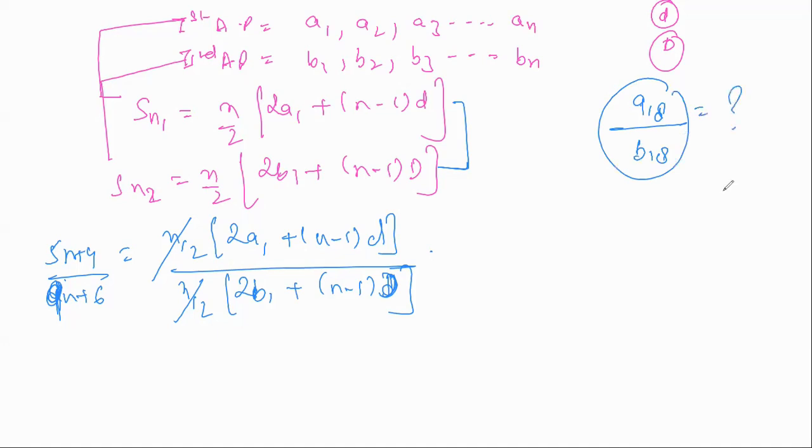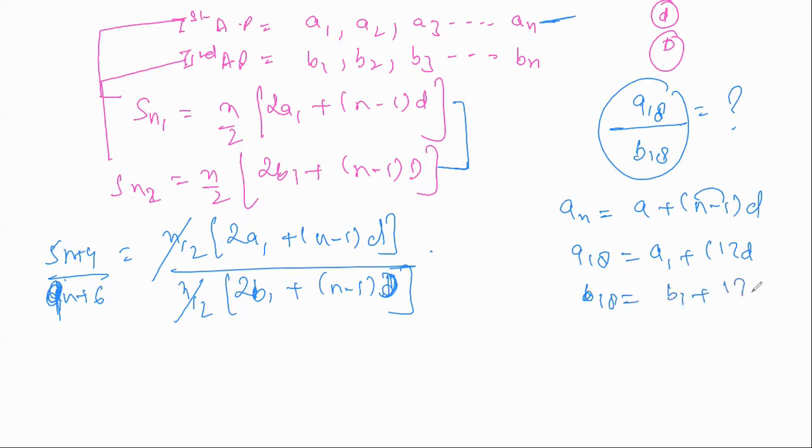Whenever we are talking about a particular term, we use the general formula of An, which is An equals A plus n minus 1 times D. When I find the 18th term for the first AP, A18 is equal to A1 plus 18 minus 1, which is 17D. And for the second AP, B18 is equal to B1 plus 17D.